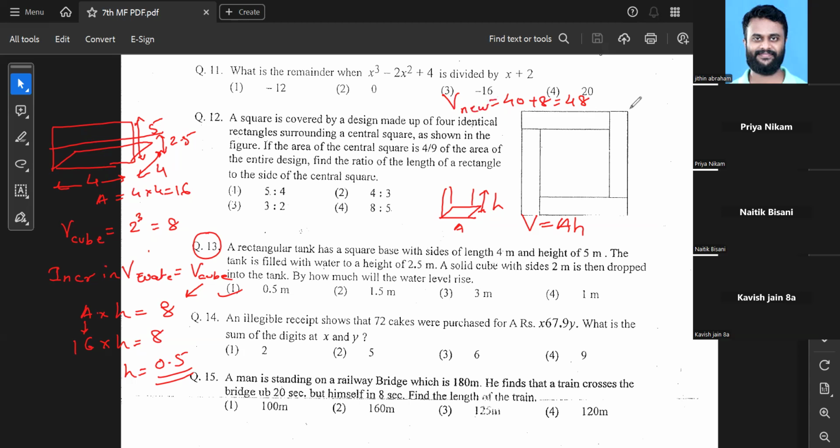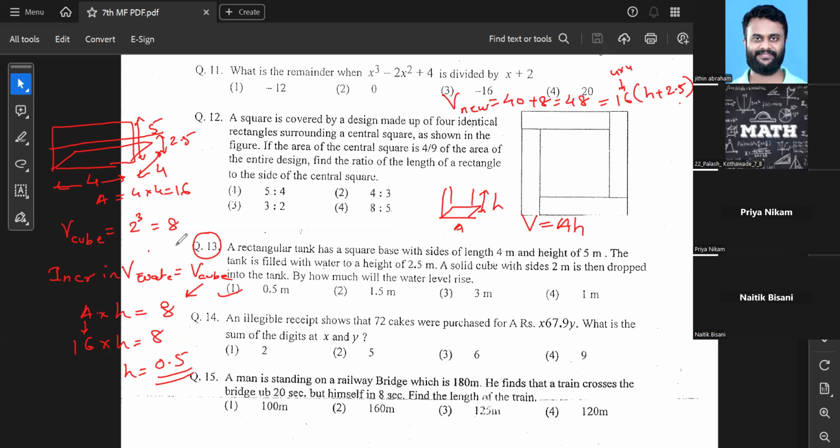Now what you have to find is the change in height. For that, you have to equate this 48 with 16 multiplied by (h plus 2.5). Why 16? 16 is the area of base, which is 4 into 4. And h plus 2.5: 2.5 was the initial height, and h is the change in height. So the new height multiplied by area is equal to the new volume. Do you understand this? So in this we have to find h, basically. Yes, okay, sir.